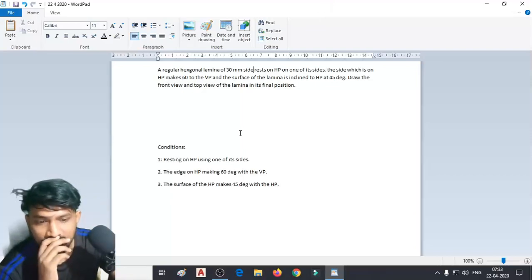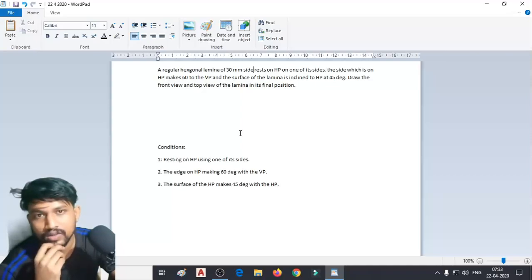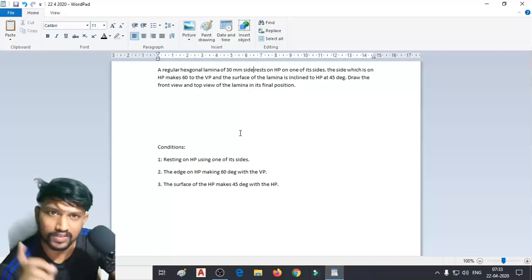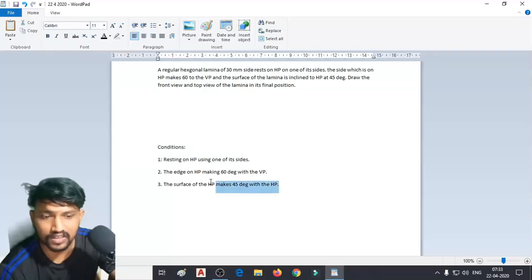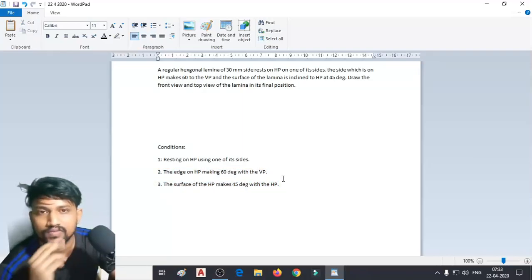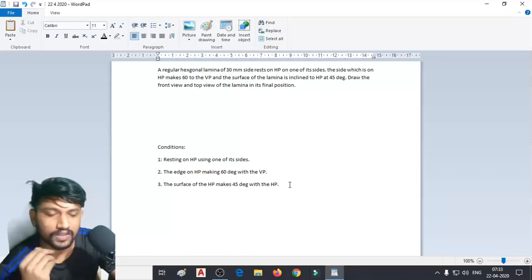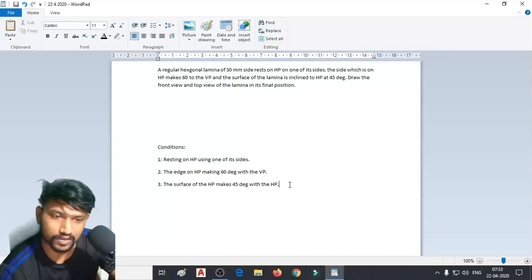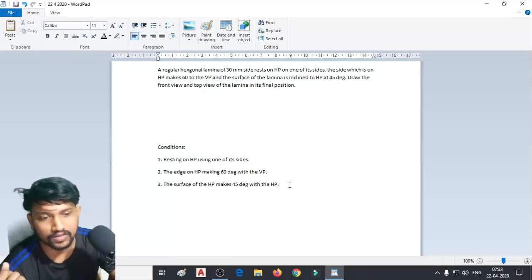And the last thing is the surface of the HP makes 45 degrees with the horizontal plane. I told you earlier, since it is resting by using one of the sides, it is obviously making some inclination with the horizontal plane. That inclination is actually given to you. Okay, so let me explain the basic procedure once again to solve these plane problems so that you guys will be able to solve them easily.